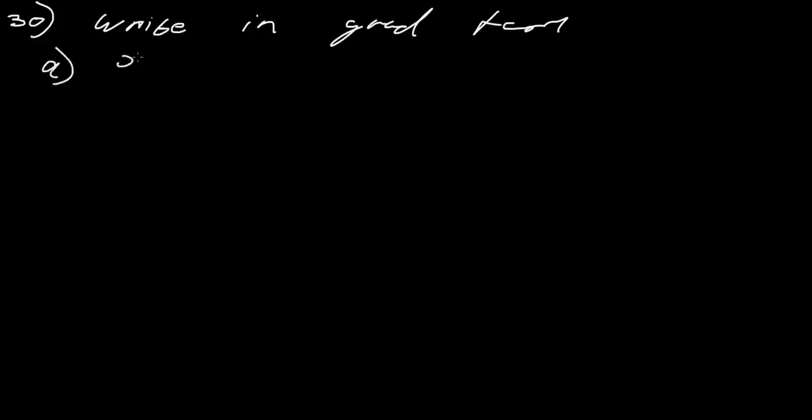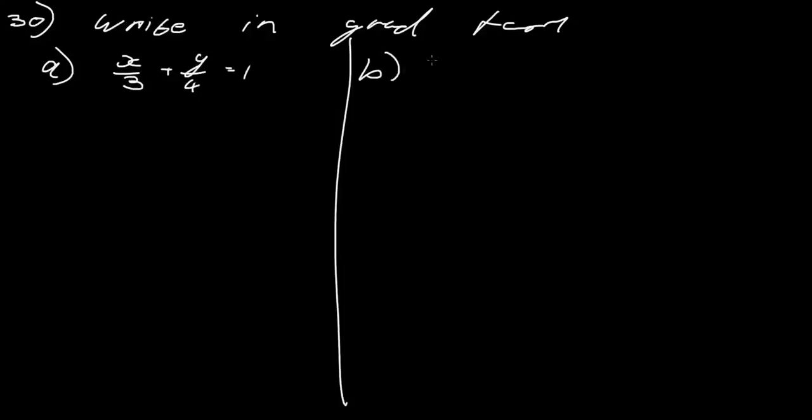So the first one is x over 3 plus y over 4 equals 1. And b is 3y minus x plus 1 equals 0. And obviously when they're talking about gradient form, they want it in mx plus c form. Okay, so I'm just going to quickly work these out for you just so you have the solutions, but I'm not going to say what I'm doing because I think you know by now what's going on here.